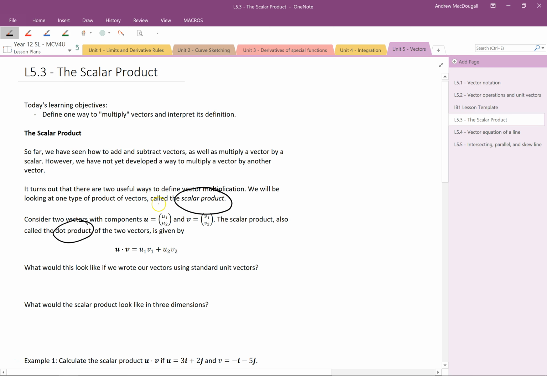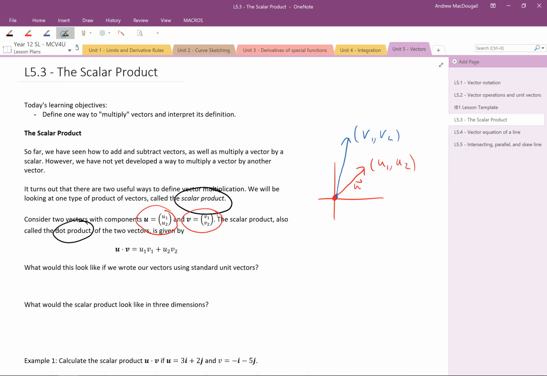If you have two vectors, let's say one vector is u1, u2, and remember that means the vector that starts at the origin and whose tip lies at coordinates u1, u2. And you have another vector v, which is v1, v2. So that's a vector v who, if you start its tail at the origin, its tip lies at coordinates v1, v2. We have a simple way of multiplying them together called the dot product, which is given by this formula. Now what does that mean?